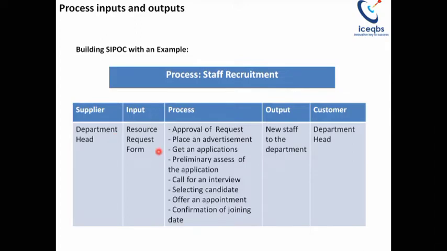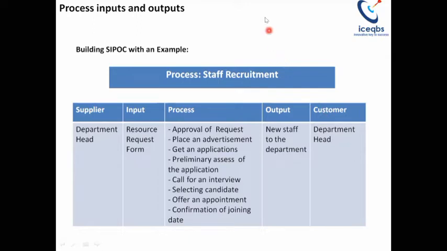Input is the resource request form. So the resource request form is the formal document that has to be filled by the individual department manager whenever they want to request a new resource. Then the output is the new staff to the department. That means after the recruitment process, the output will be the new staff who are recruited and sent to the department. Customer is the department that raised the request, and he is going to be the customer also, right?